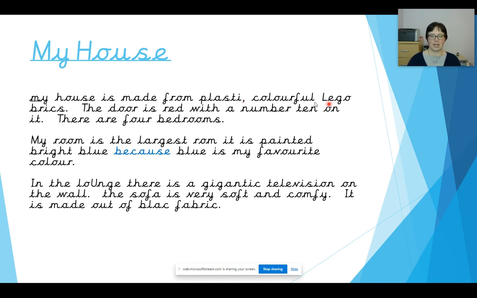colourful Lego bricks. Let's look at the word bricks. B-r-i-c-s. Now I know that the k sound is made with a curly k and a kicking k for bricks, just like sticks. So I would be correcting that there. The door is red with a number, my pointer in the right place, sorry, with a number 10 on it.